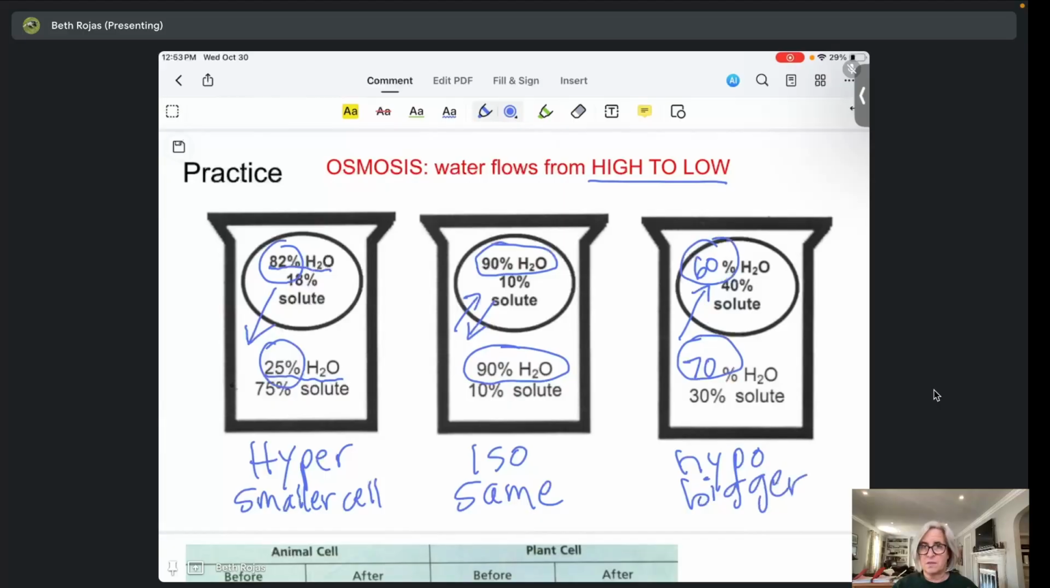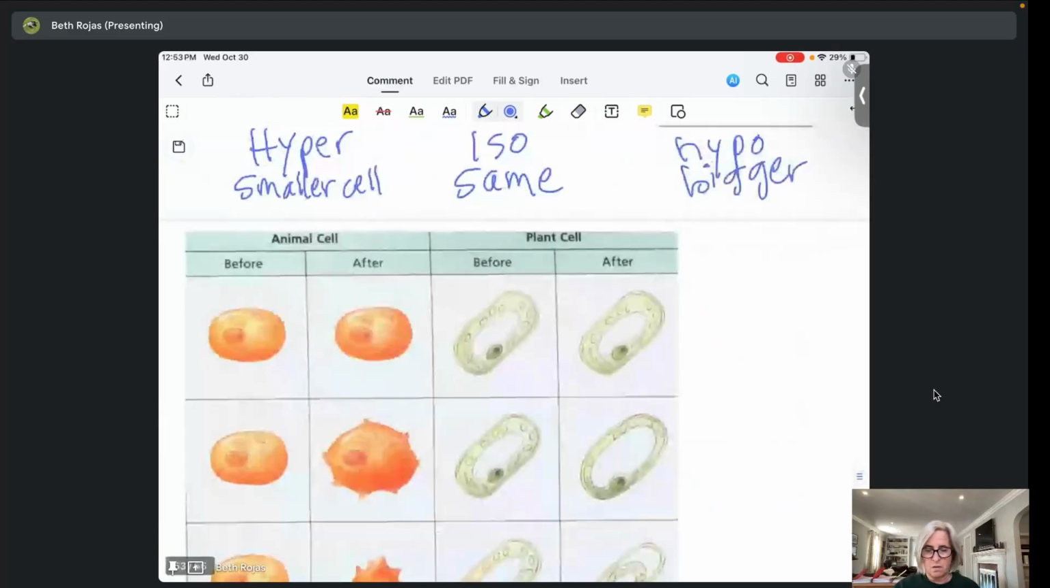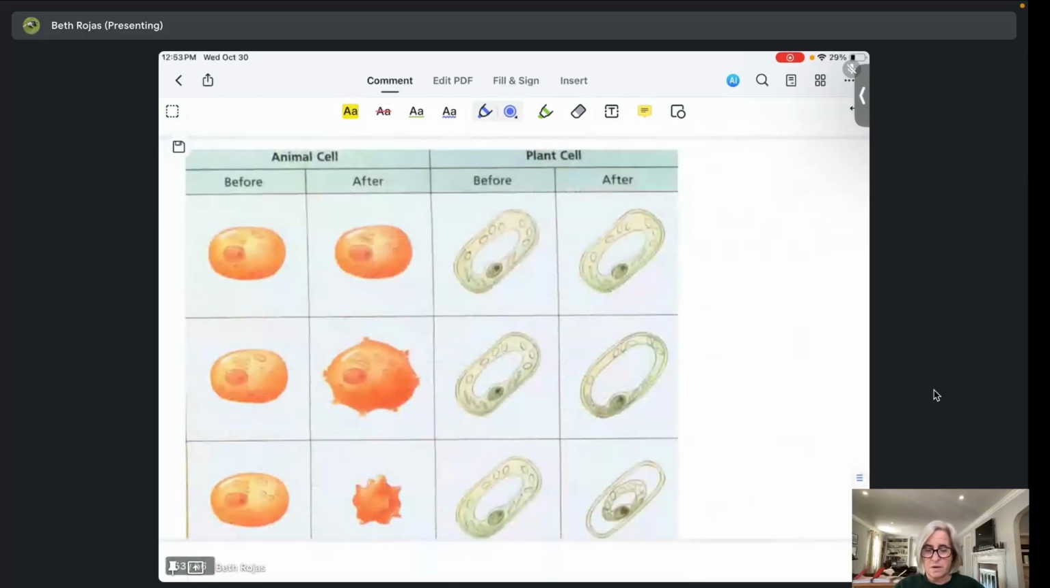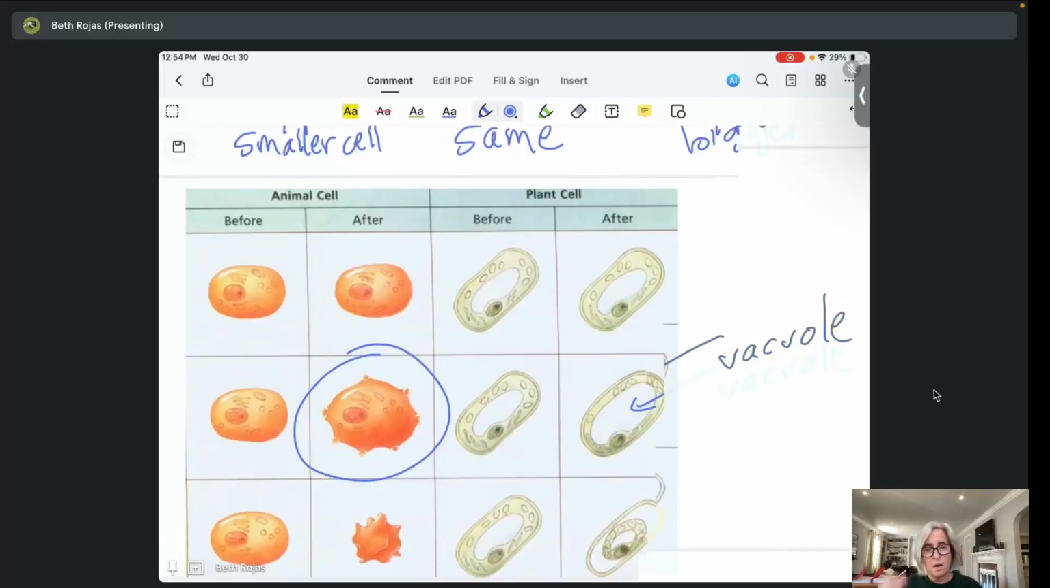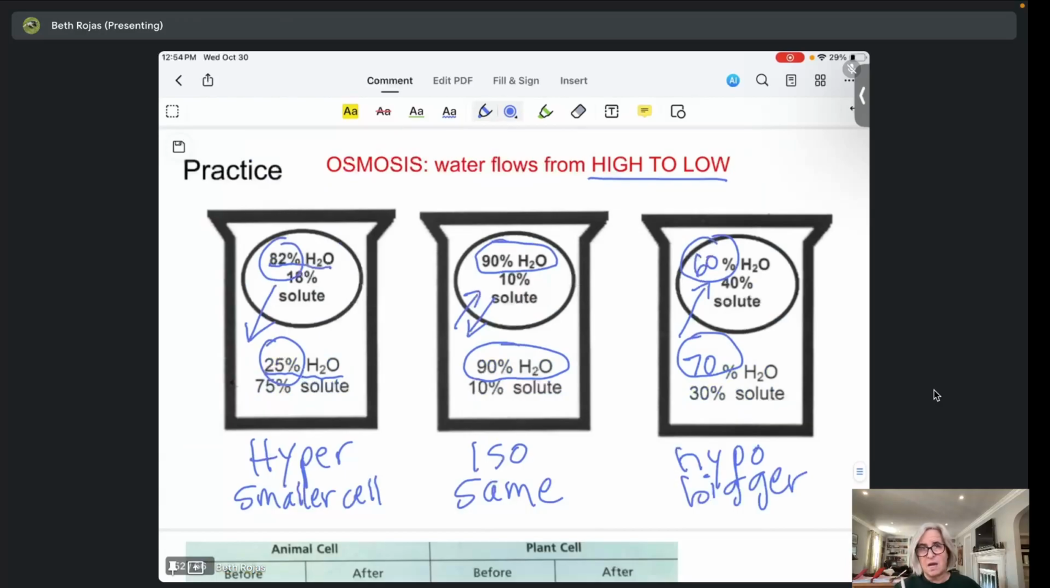And of course, if it's an animal cell, it could explode, just like this picture showing you here. In plant cells, there's not as much change, just in the vacuole. But this poor blood cell over here would burst open if this was a hypotonic solution, if too much water went in, okay? So follow along with these diagrams and do the Google form, okay? If you have any questions, let me know.